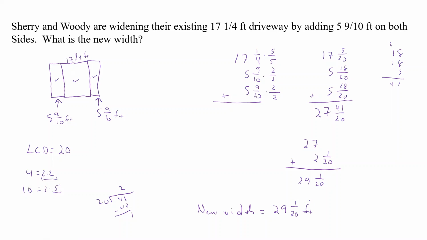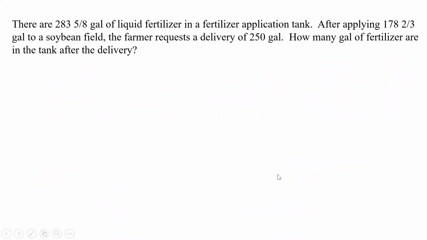Okay. And so that's going to be the width on our driveway from the very left side all the way over here to the right side. So that's going to be the whole width. And again, this one is one where we had to reduce the improper fraction that we got when we added them together. So with addition, we're usually going to get an improper fraction, and so then we're going to have to convert that to a mixed number, and then add it to whatever our whole number was on the improper fraction piece. All right, so let's do another one.